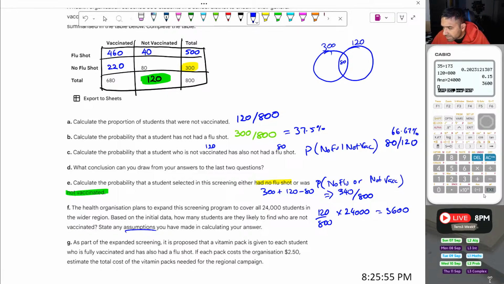Now, I think the only thing that you need to remember with this question, question G, is that it's part of the expanded screening, which means you've got to look at how many students are going to be from that 24,000. All right, so give it a go, and then we'll go through the answer. I'll give you guys 1 minute to try and do it.